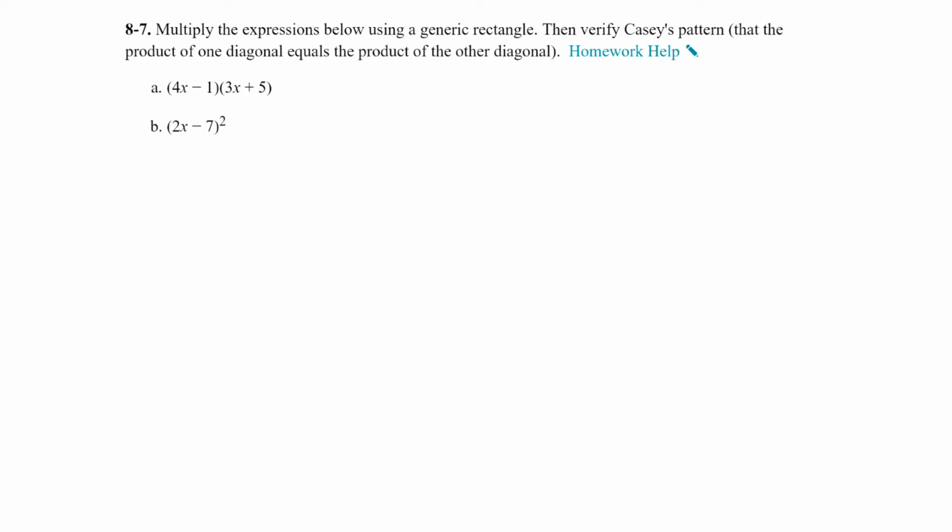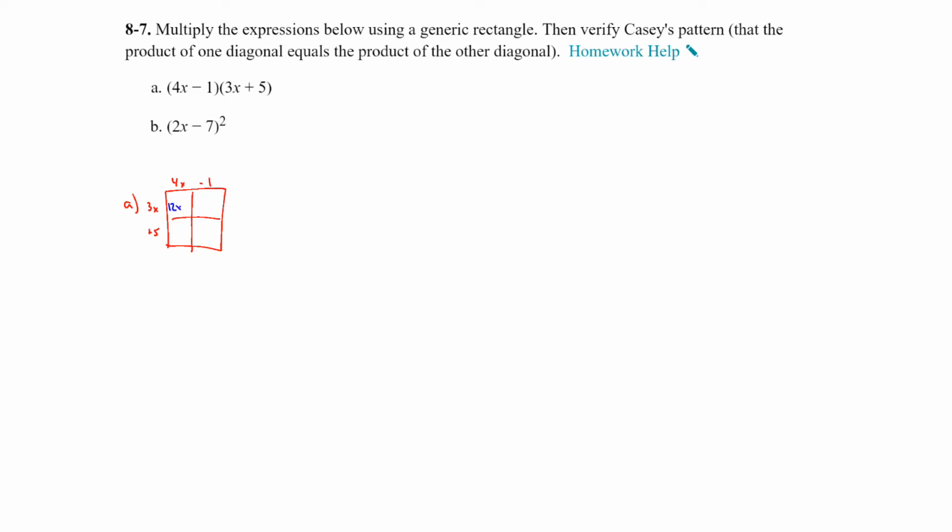Question 8-7, multiply the expressions below using a generic rectangle, then verify Casey's pattern that the product of one diagonal equals the product of the other diagonal. So in part A, we are verifying from the class notes that the diagonals are equal to each other in terms of their product. So we need to use the generic rectangle as asked.